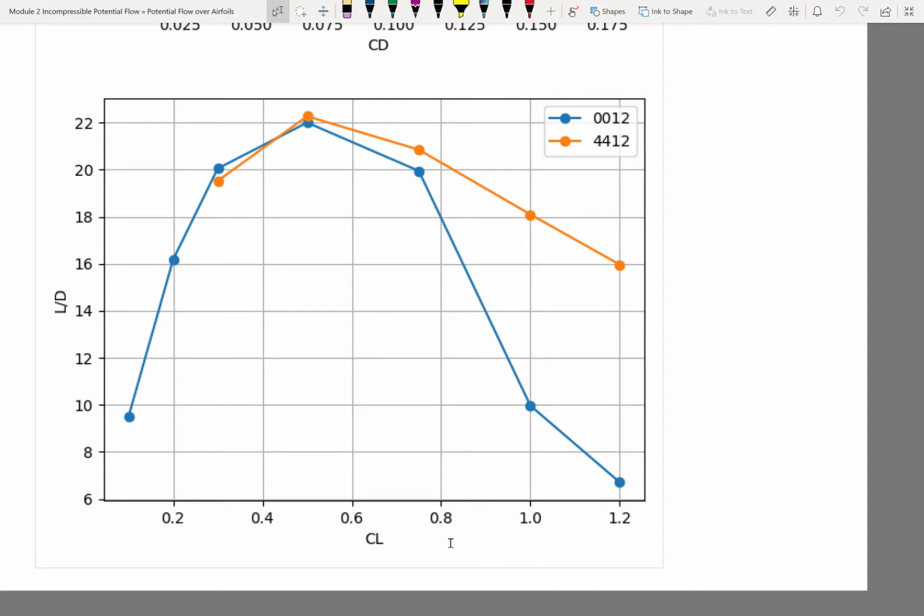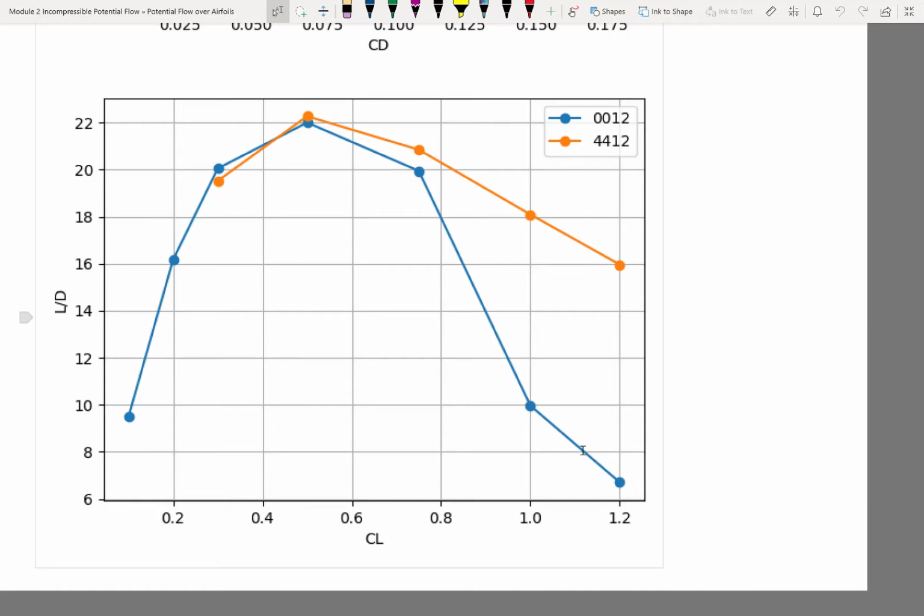But somehow there is this pretty large gap in L over D at the high CL range. And even at the low CL range, the L over D is different for these two airfoils. So we'll be looking at what is really making such differences.